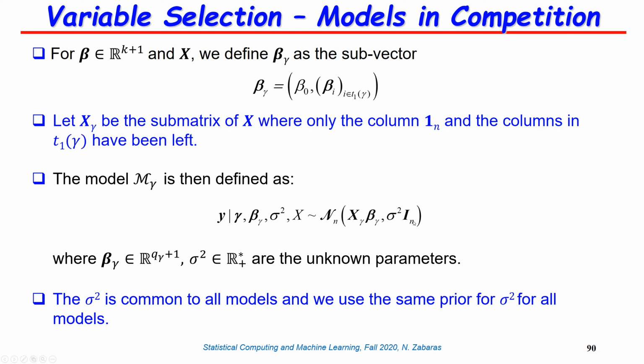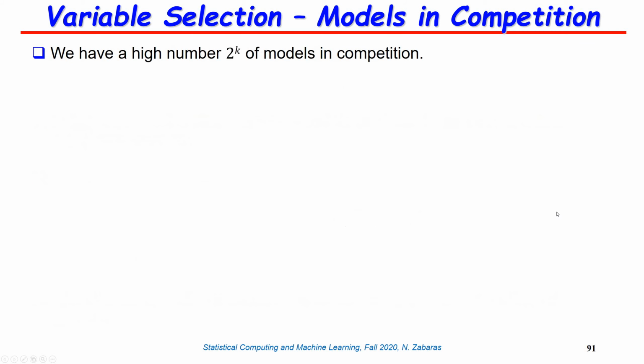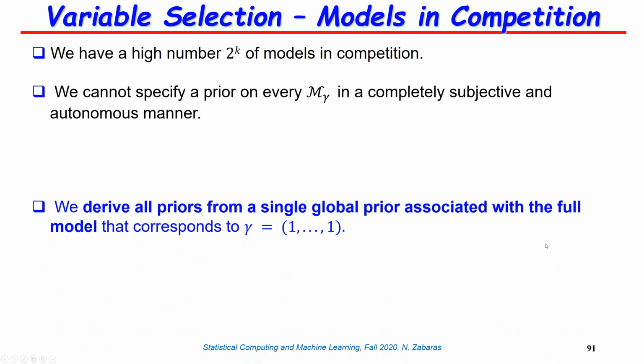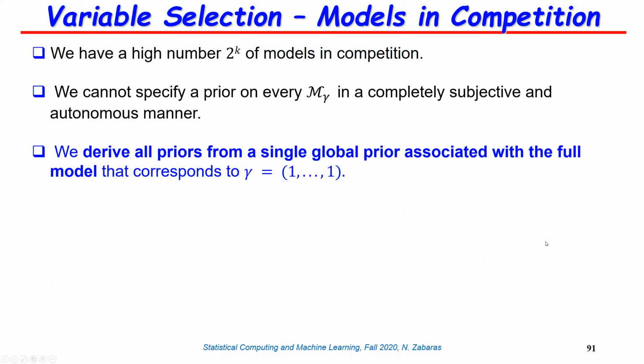And I want you to pay attention here that this noise sigma square is going to be kept the same for all models M gamma. Otherwise, we're going to get in trouble. So sigma square has to be the same for all models M gamma. The question is now, what are we going to do with the prior models? What are we going to use as a prior for beta gamma?